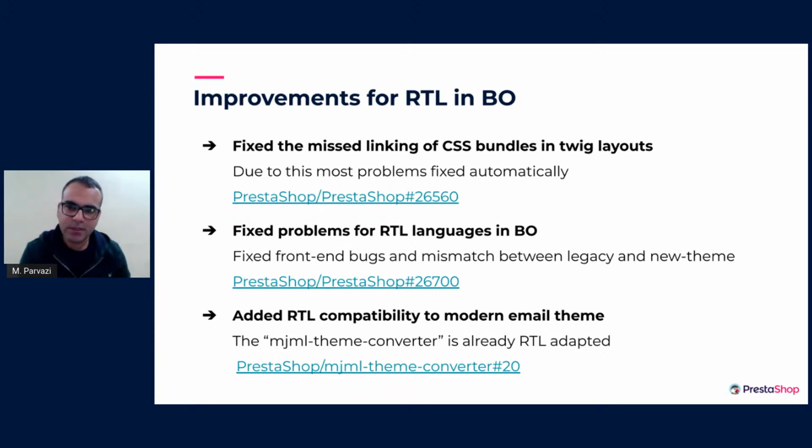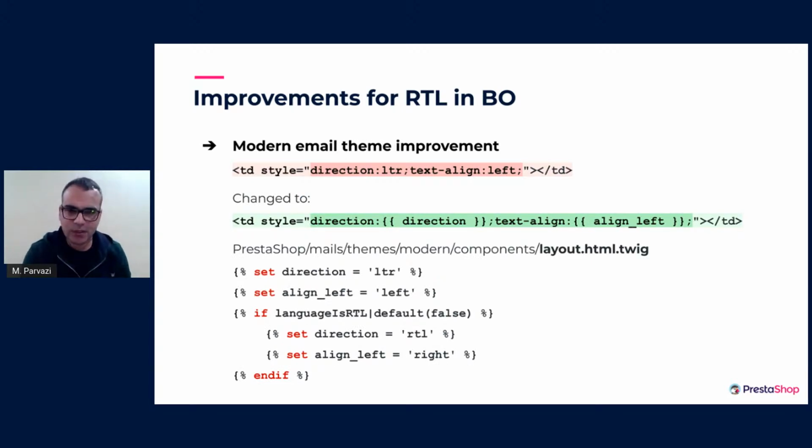I want to talk about some improvements that have been done in the back office currently. The first and second ones have fixed most of the RTL problems in the back office, and the third one is more important because it will be used for Modern email 10. In the current theming for Modern email 10, we have hard-coded rules for text direction.